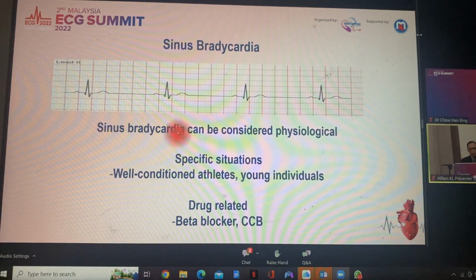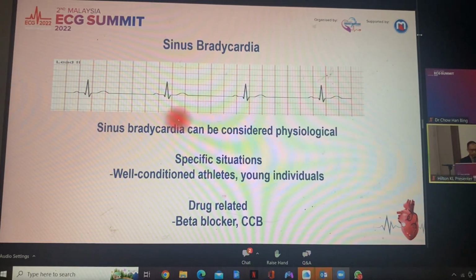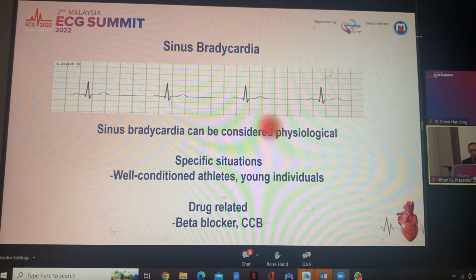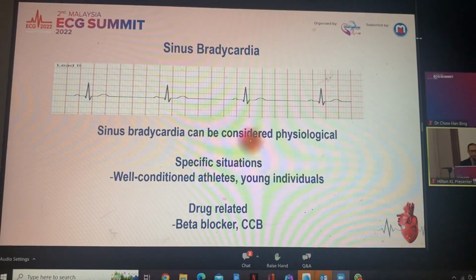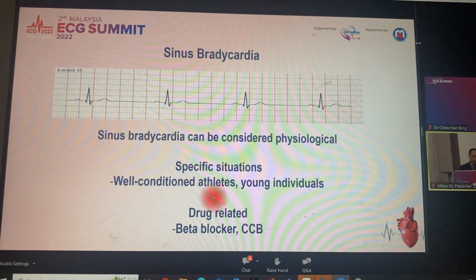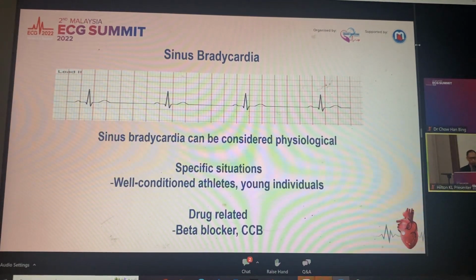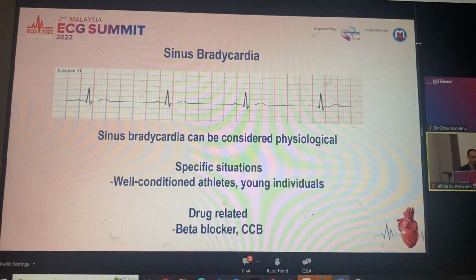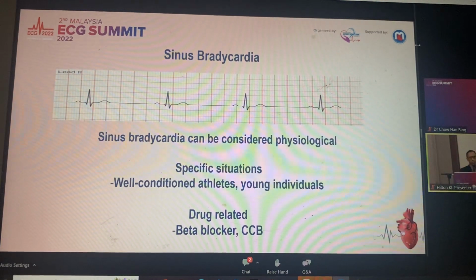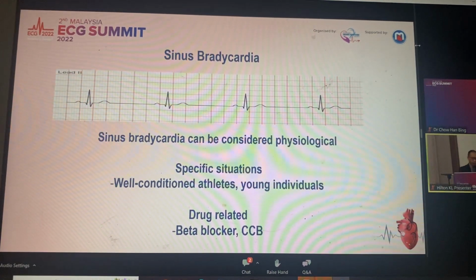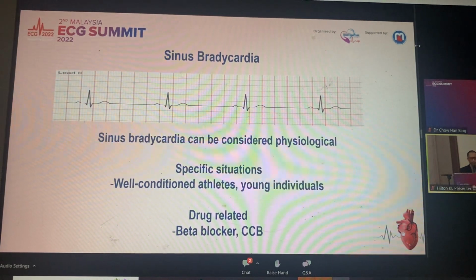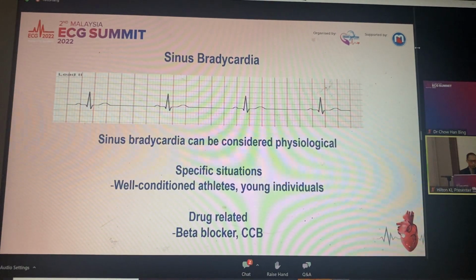Sinus bradycardia can be considered physiological. It is a condition where we have a sinus rhythm, but our heart rate is less than 60 beats per minute. It can be found in specific situations such as in well-conditioned athletes and young individuals. It can also be related to drugs such as beta blockers as well as calcium channel blockers. Most patients will be asymptomatic, and it is a benign state of sinus node dysfunction.